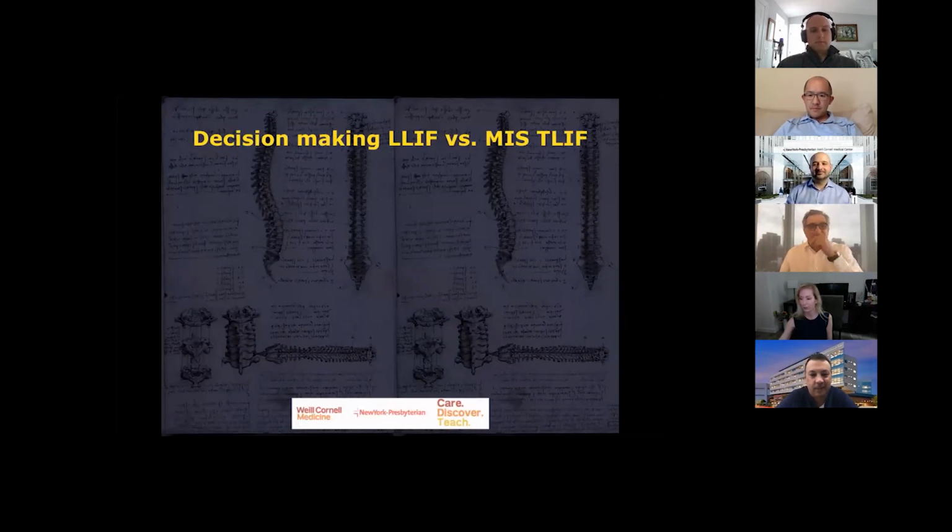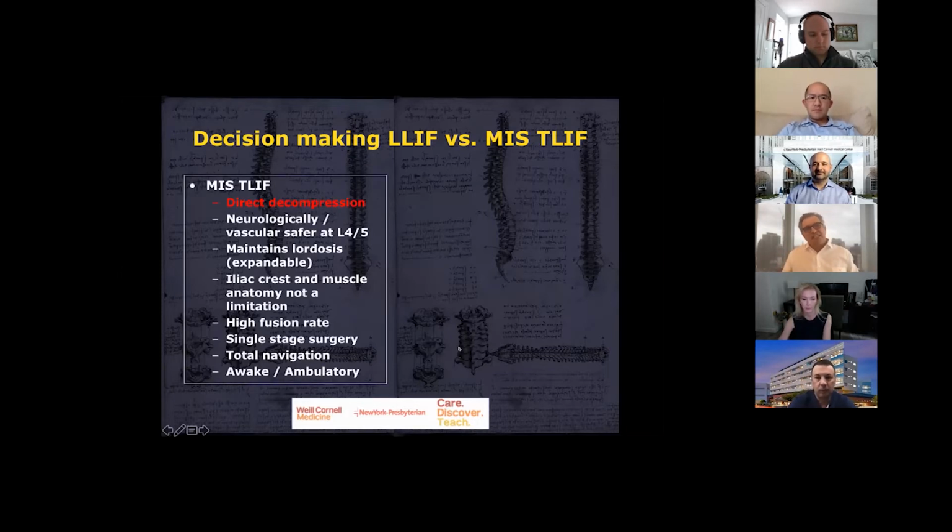Now I want to start with a slide, and I know we want to show cases. I'll only show a few text slides, but basically this is really the summary of the whole presentation today. I put this up here because I think it is important to summarize the particular advantages and disadvantages of both procedures. I think at the end of the day, and I know Juan will agree, you got to be able to do both procedures. So the challenge is to figure out which patient is going to do better with which procedure.